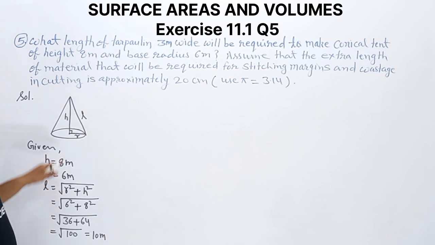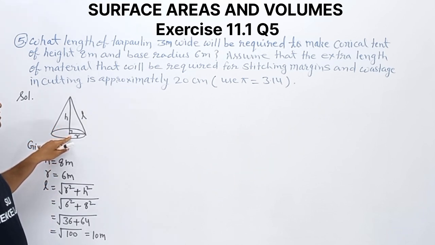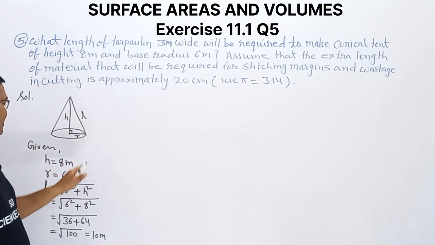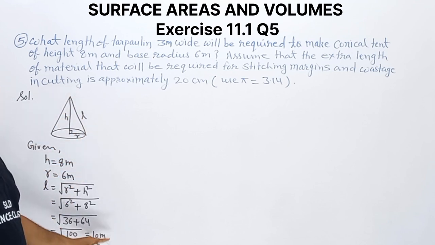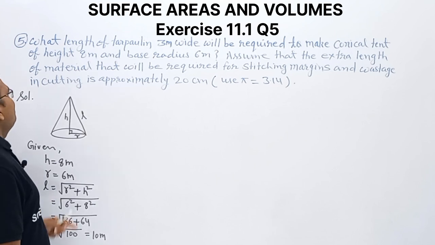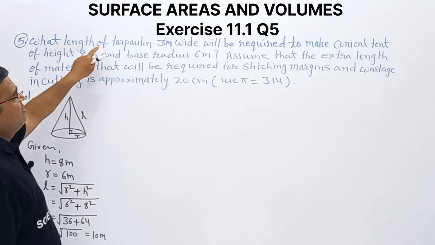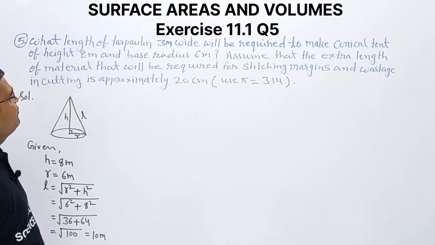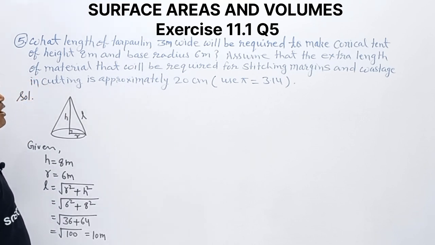So in the question we have the base radius of the conical tent as 6 meter and height 8 meter. By using these two parameters, we can find the slant height, and it is 10 meter. L is the slant height. Clear? We require the length. Width we are having. So how will we find the length?